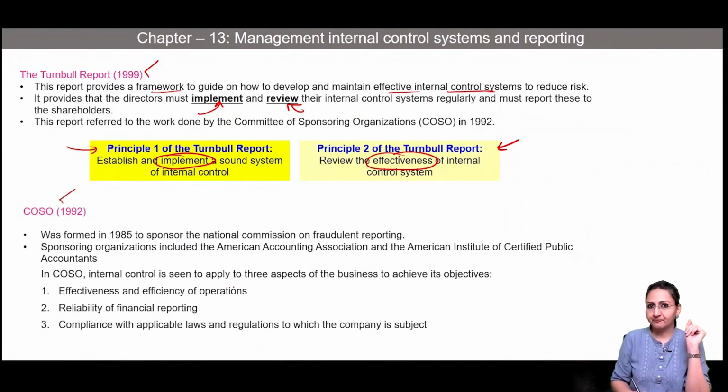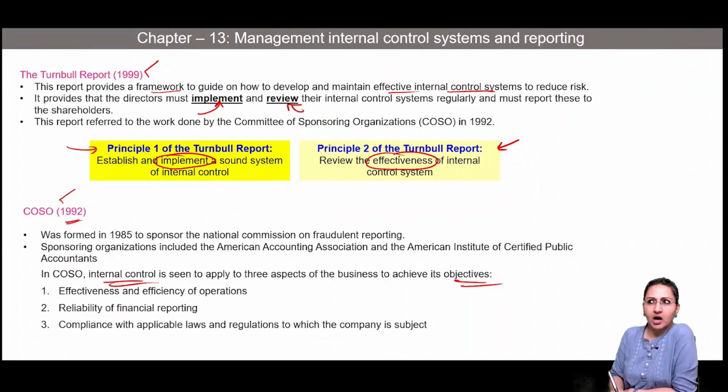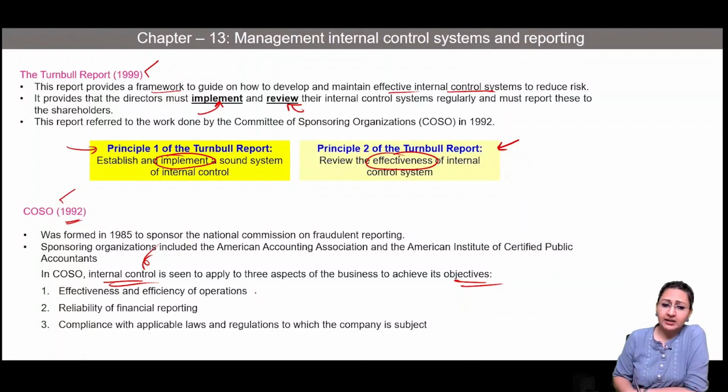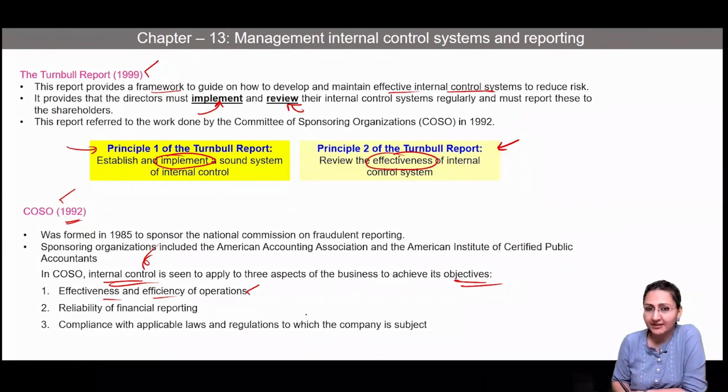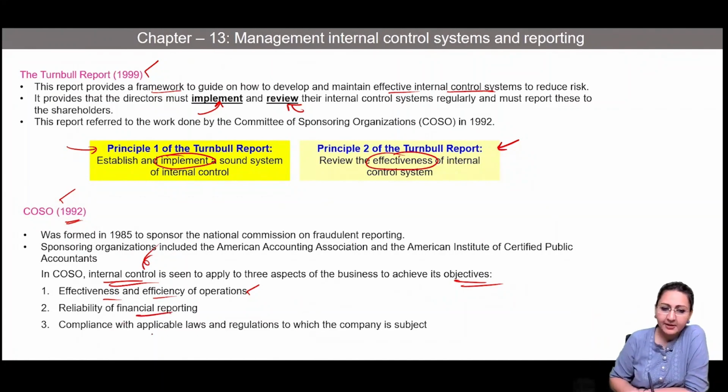Then comes COSO, 1992. COSO gave some internal control objectives, how objectives of the business can be achieved with some internal control aspects. COSO gave some guidelines, some clarity on it. Number 1, the operations of the business must be effective and should be done efficiently. They should bring efficiency in the operations. Financial reporting must be reliable. Applicable laws must be complied with.